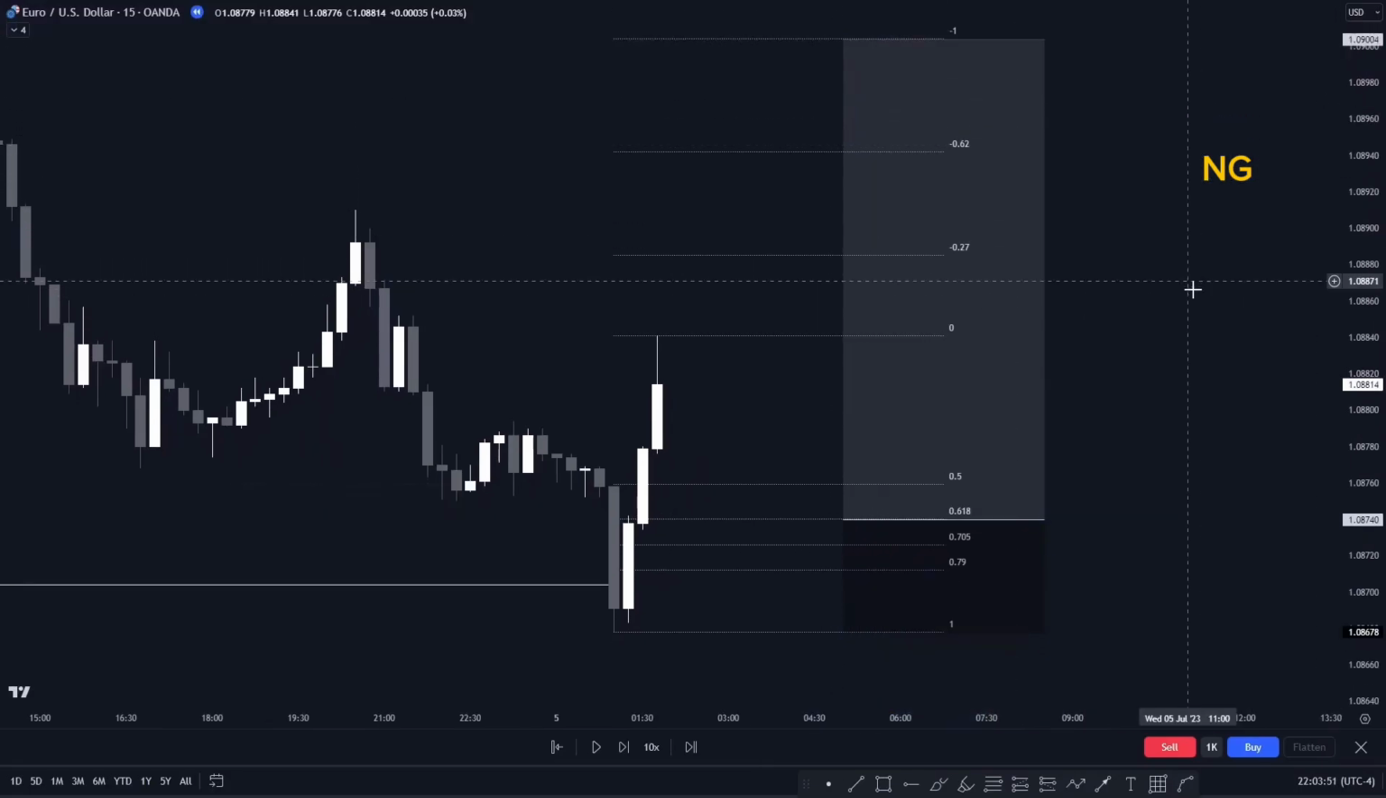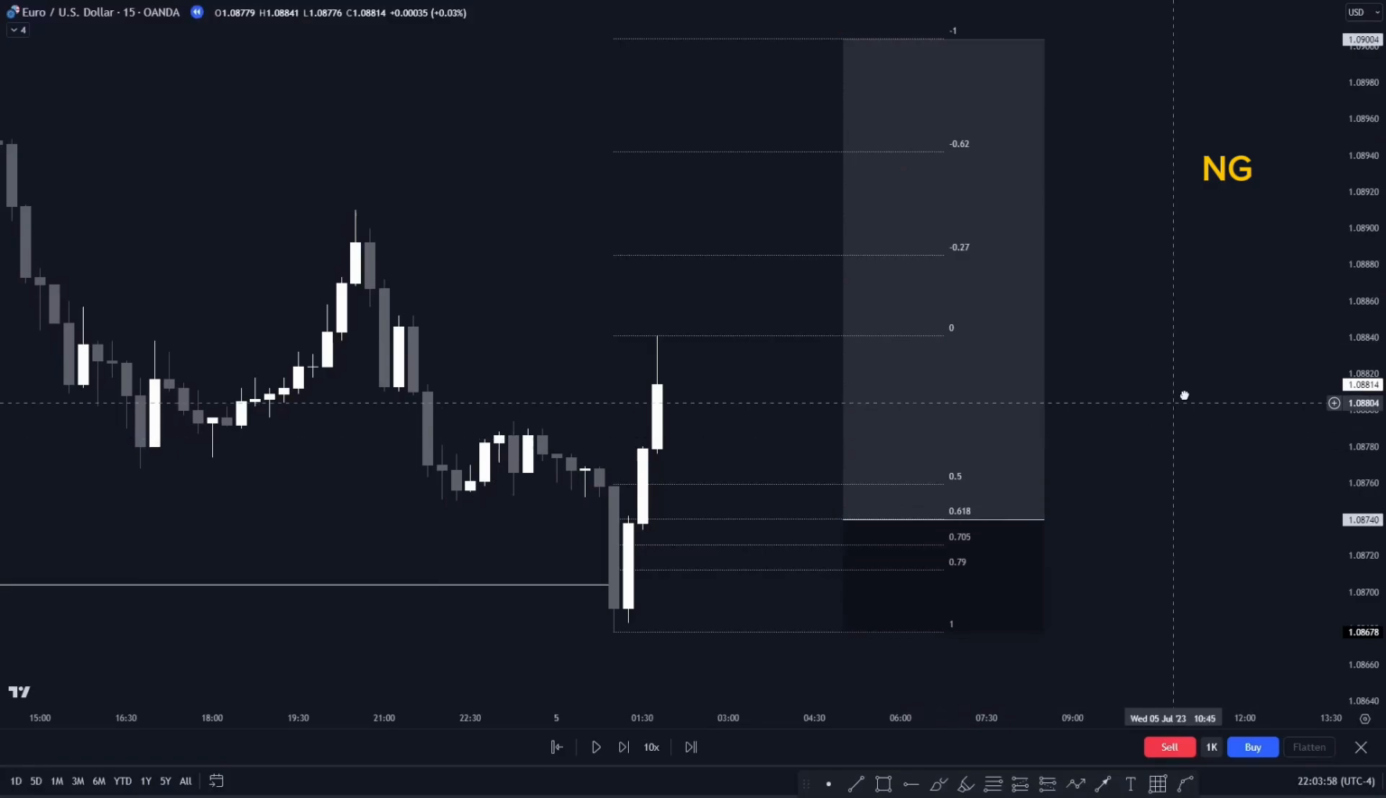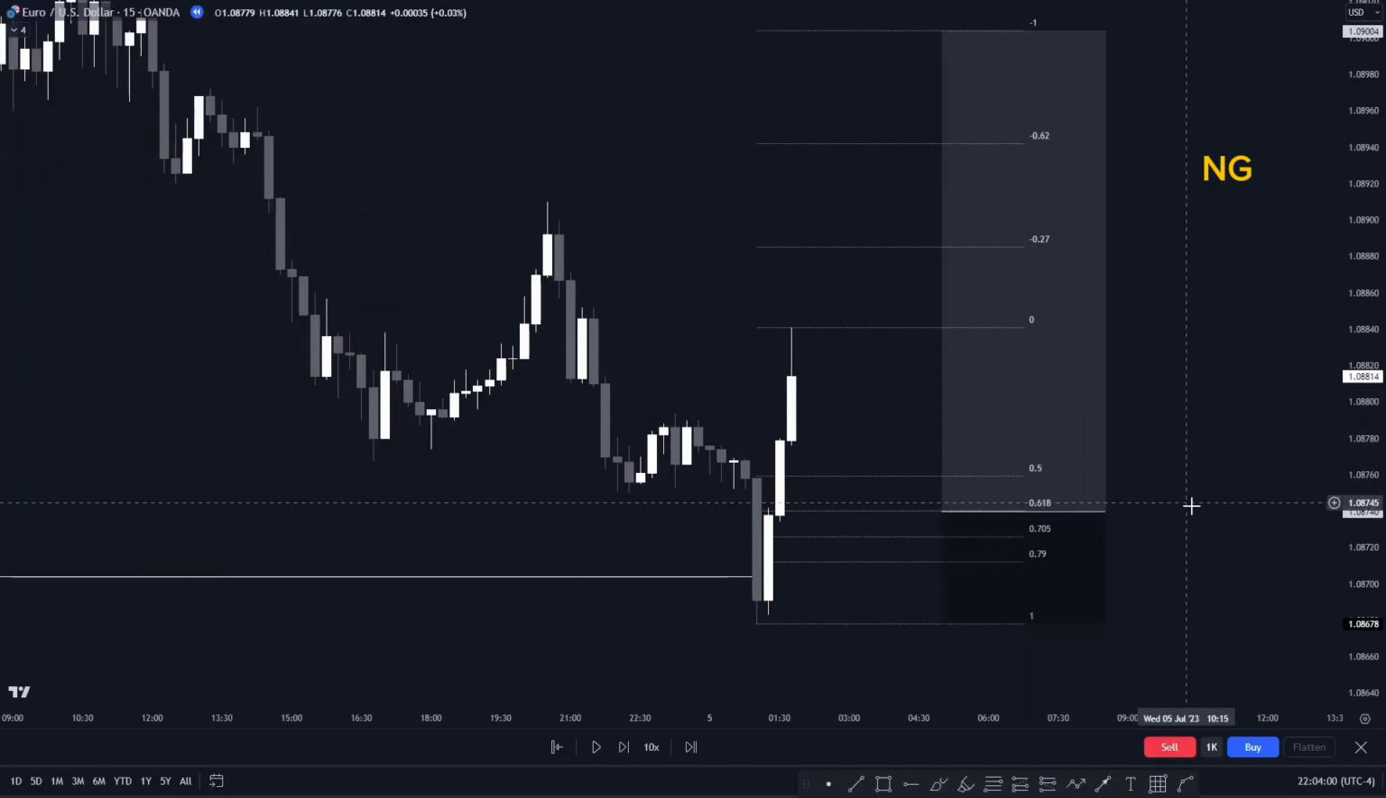Okay, whatever you prefer, make sure to take some partials here because sometimes price only comes to the 27 and then goes down, sometimes to the 62 and then goes down. So you should take some partials and then move your stop loss.